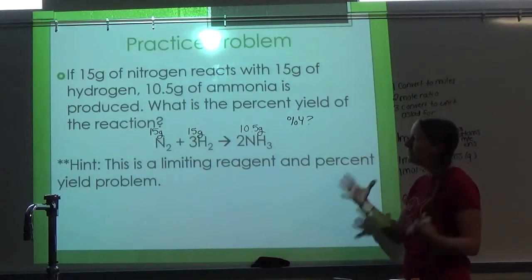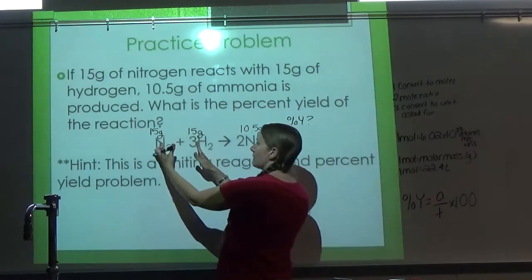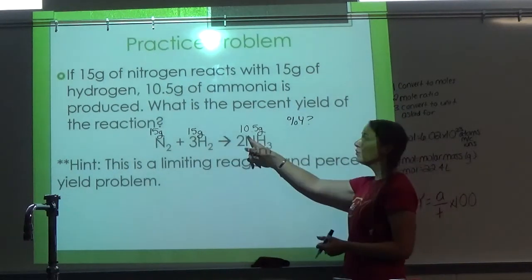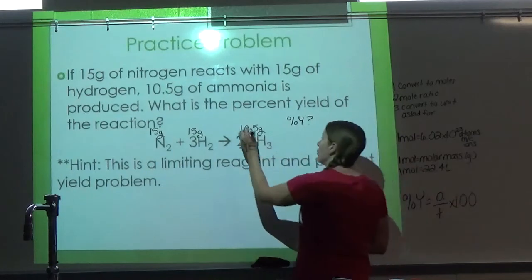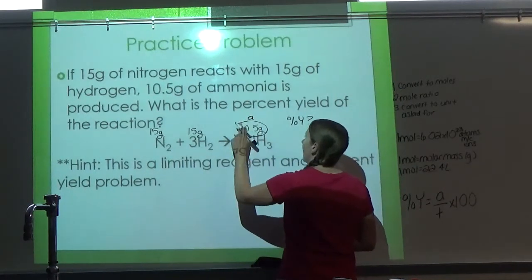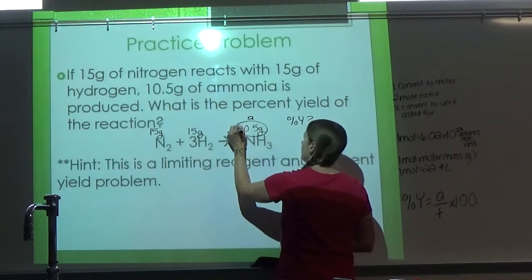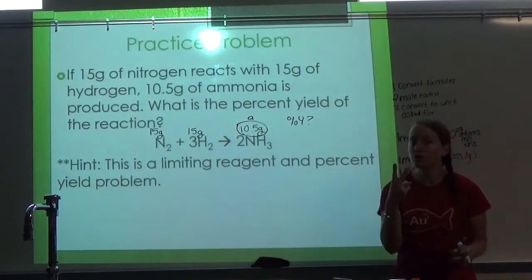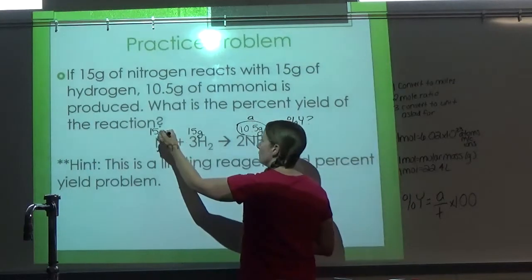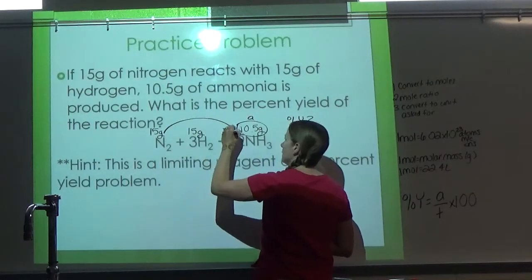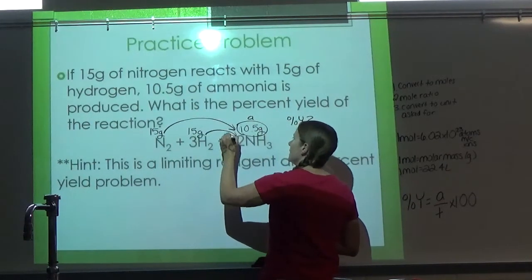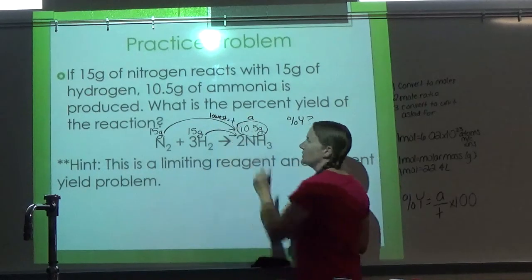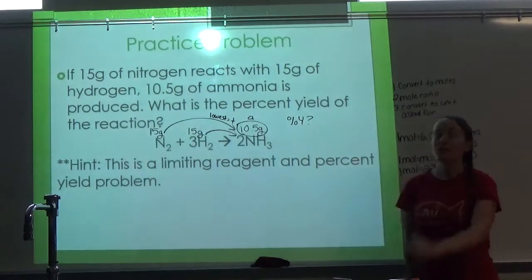All right, so what it's saying is we have these two starting amounts. That's how I know it's a limiting reagent problem, because I have two starting amounts. Now it told me we produced this much, so I know this is my actual. I've got to figure out what the theoretical is, but since I have two starting amounts, remember you have to do two 3-step problems. So you go from 15 grams of this to here, 15 grams of this to here, and then the lowest equals your theoretical. Okay, so now you can try it.